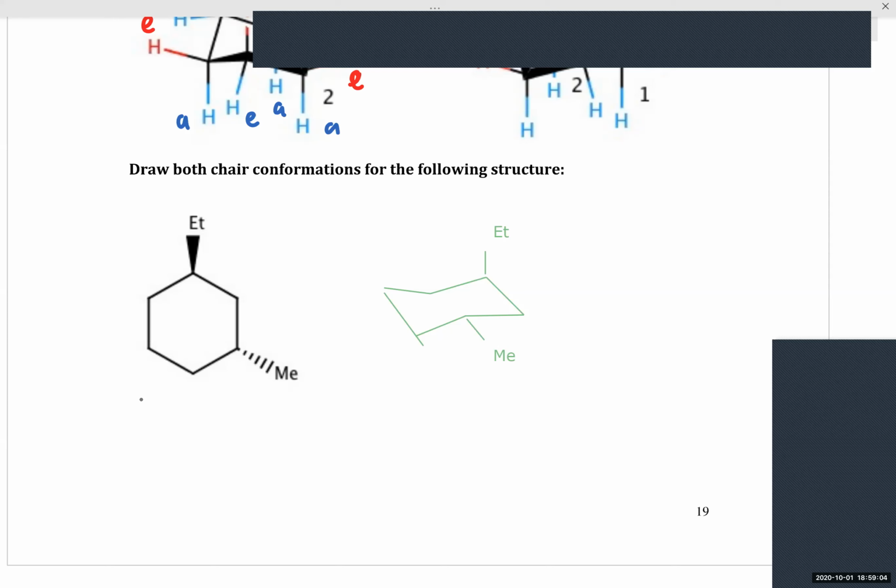Would someone like to draw the ring flipped chair conformation for this molecule? Would someone like to propose the ring flipped form for this molecule or draw the ring flipped form? Let's try to get another student contributing, or the same student contributing a second drawing, just so that way we have a complete solution that we can discuss.